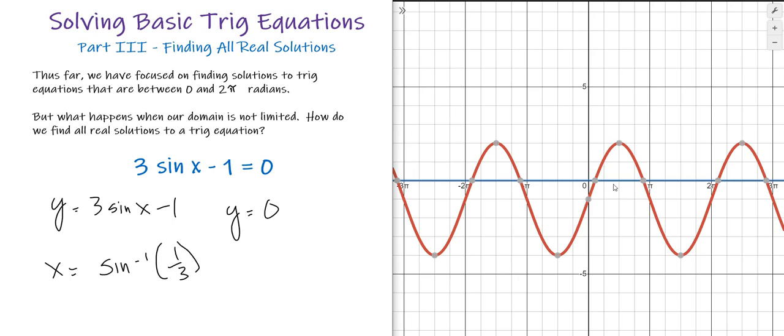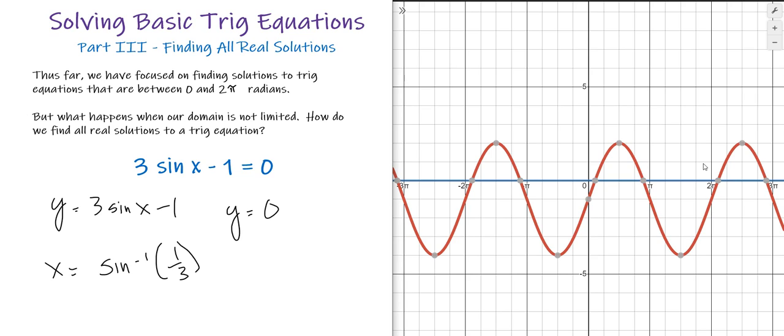Our solutions, we're going to see, they come at regular intervals, which should make sense since our sine functions are periodic. The very definition of periodic functions is that they'll have the same y values at regular intervals for our x inputs. So here I have this value here. If I go 2 pi, I get to my next periodic value. If I go 2 pi more, I get to my next periodic value.